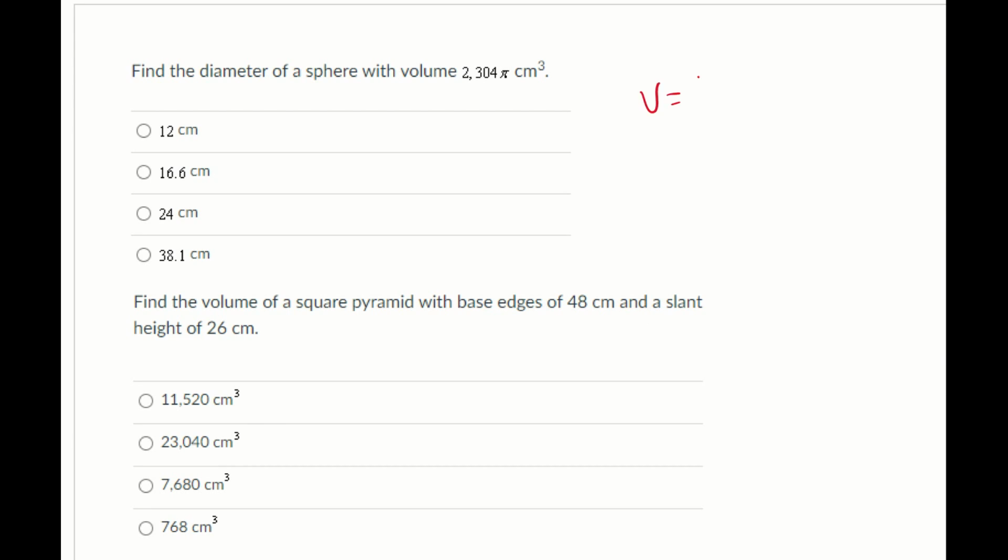Find the diameter of a sphere with a volume of 2304 pi. So we know that the volume of the sphere, we did that earlier, was 4/3 pi r cubed. Let's plug this in for our volume. So we got 2304 pi. And so notice that the pi's cancel out if they're on either side. They basically go away, so we can ignore them here and just focus on the numerical part.